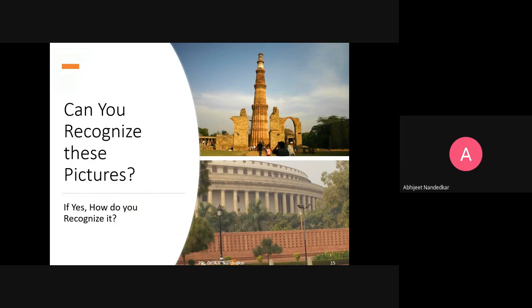Now let us do one more experiment on you. Can you recognize these pictures? Very quickly. Qutub Minar and the Parliament. Right. So you rightly pointed out what this is. Now, if you know the answer, how do you recognize this? Why do you recognize this? What is the idea? What is your opinion? Why do you understand these images? Based on previous memory. Right.